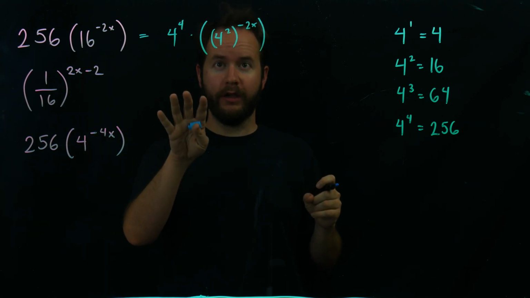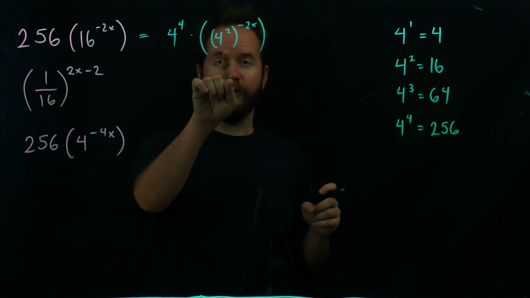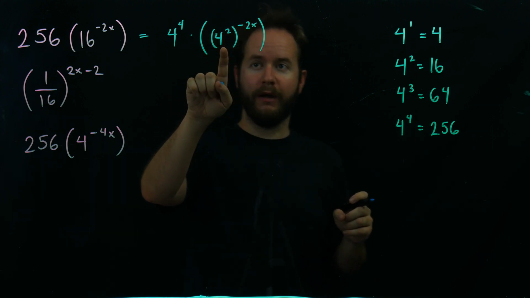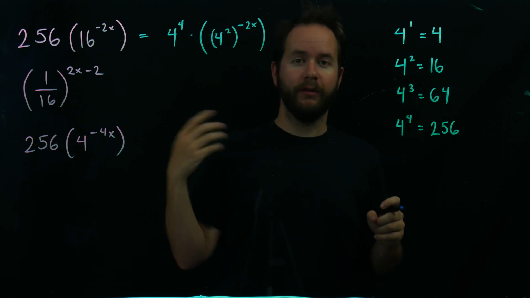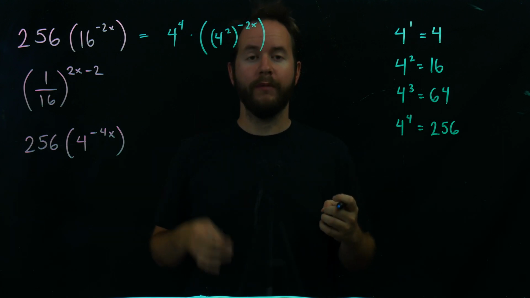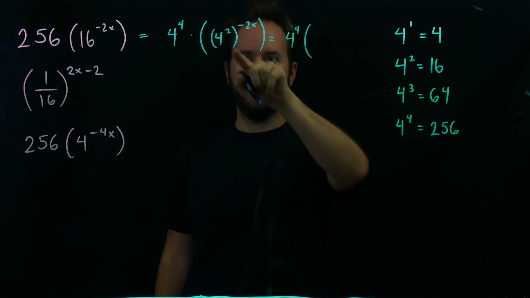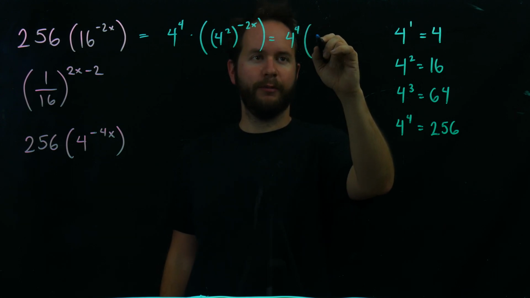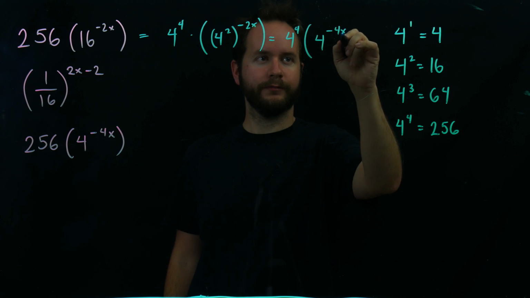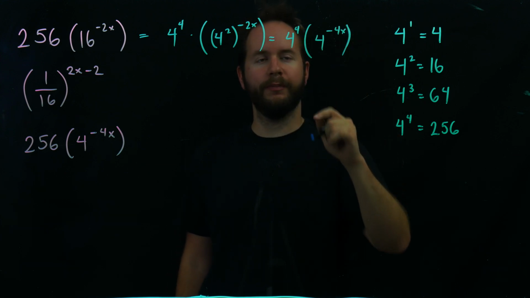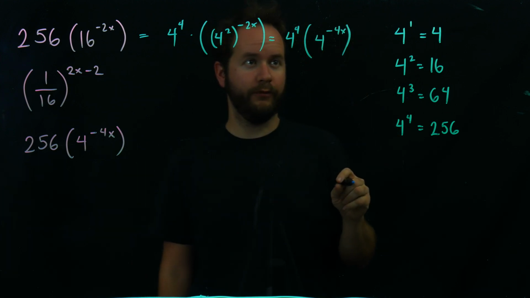I'm going to keep going here. I'm going to clean this up just a little bit. First things first is we have to deal with power to a power. Now, whenever we have 4 squared to another power, when you do power to a power, we multiply those exponents. So this is going to give me 4 to the 4th still here. 4 squared then to the negative 2x will be 4 to the negative 4x.